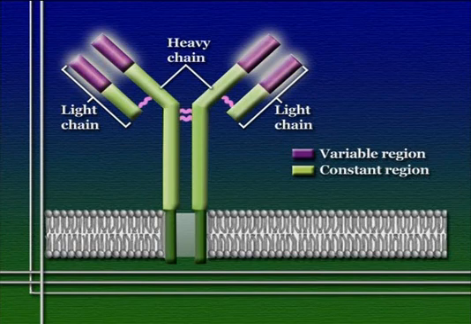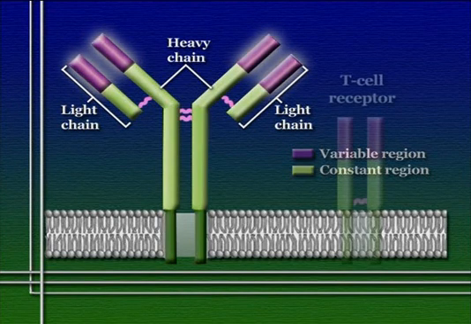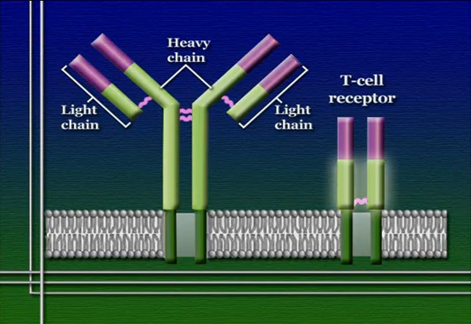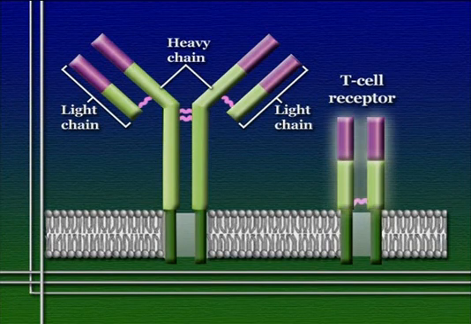Now here's the point to remember: the variable regions of these proteins are what come together to form the binding site, the specific binding site that recognizes a particular antigen. Now, T cell receptors we're not going to talk about. They're structurally very different from B cell receptors, but the same thing occurs. There is a constant region to the proteins that make up the T cell receptors and a variable region.